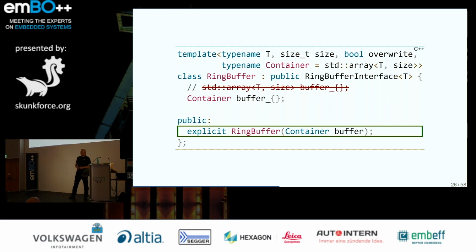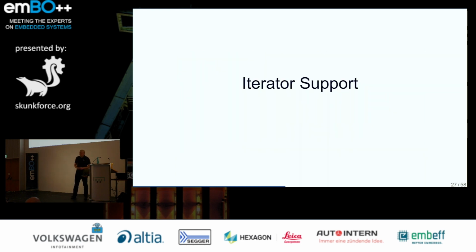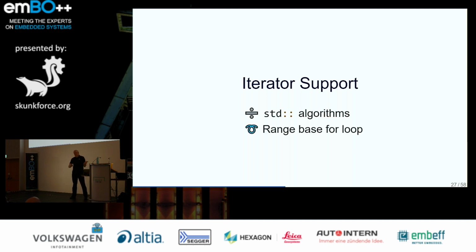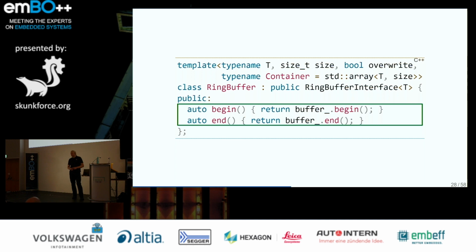No. Now our customers discover we have standard algorithms, and they want to use them with our ring buffer. So we need iterator support, for the standard algorithms and also for a range-based for loop. That would be cool, so we can iterate and consume all our data. So let's add that. First try, we add a begin and an end method.